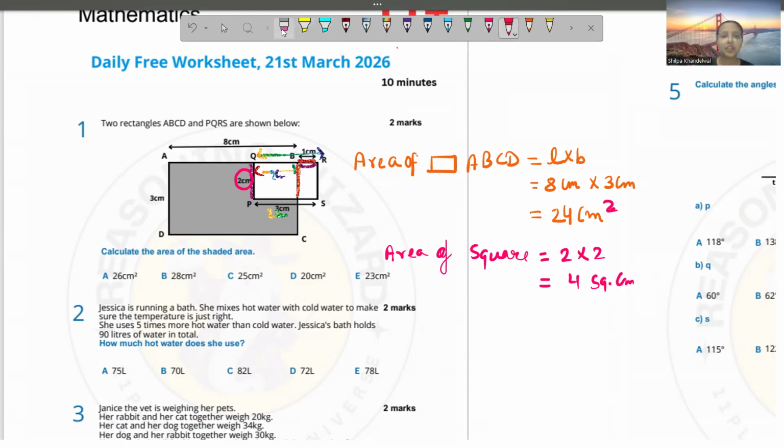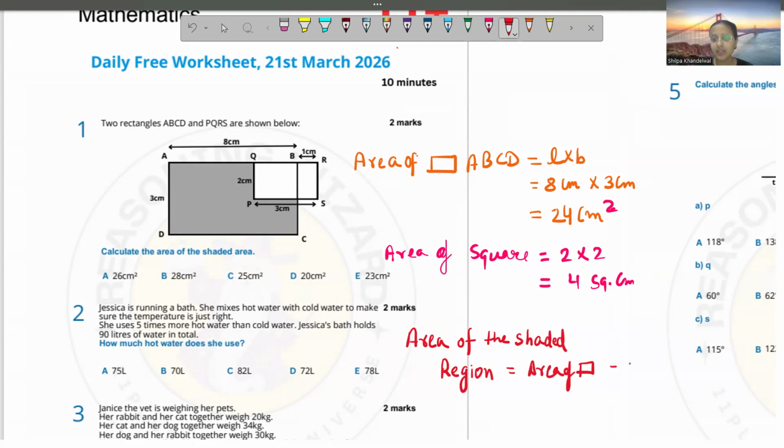Now to calculate the area of the shaded region, we are just going to subtract both areas. So the area of the shaded region will be equal to area of rectangle minus area of square. Now what is the area of the rectangle? It's 24 and the area of the square is 4. When you subtract, you will get 20 square centimeters. And now you can clearly see we have got the answer. So simple, isn't it?